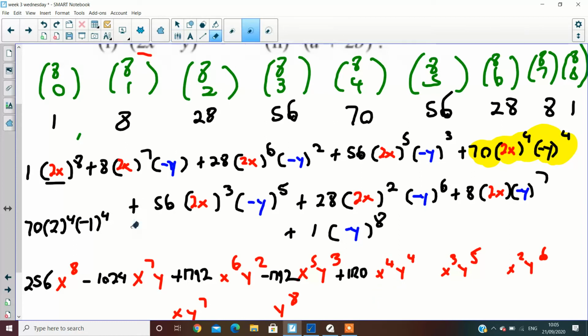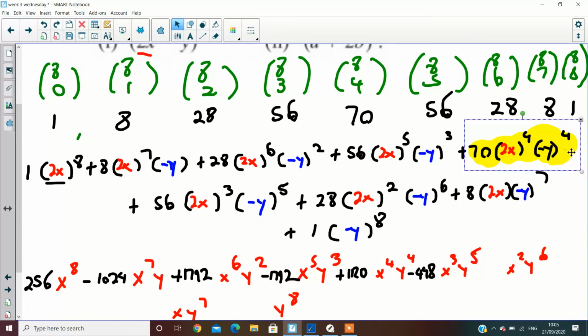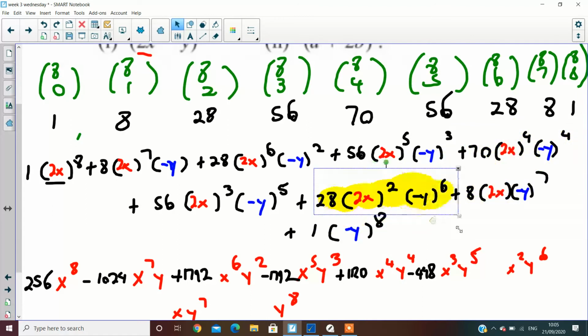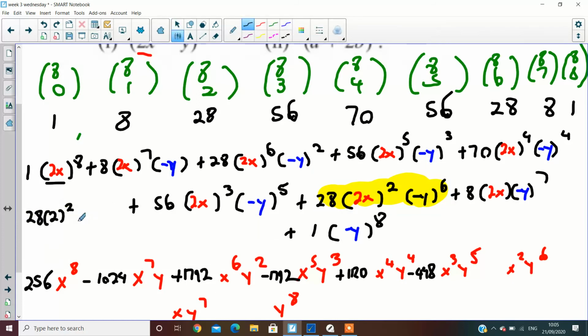Okay, what about the x^3 y^5 one? So x^3 y^5 is 56 multiplied by 2 to the power 3 multiplied by minus 1 to the power 5. And what do you get, Queven? 448. Yeah, seems about right. Okay. Next one we're on is the x^2 y^6 one. So 28 times 2 to the power 2 by minus 1 to the power 6. And what do you get? 112. Okay.